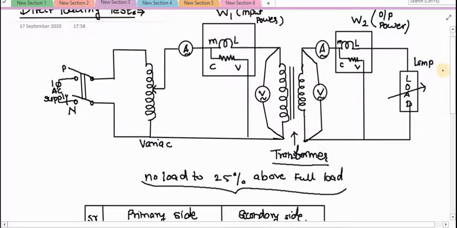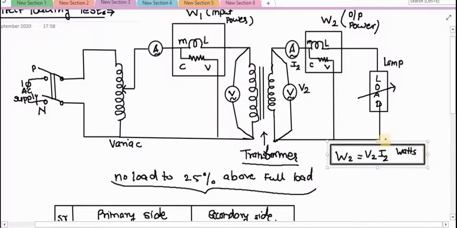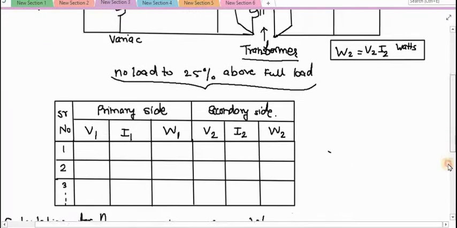So if the load is purely resistive, the wattmeter on the secondary side we can eliminate. Why? Just the product of V2, the voltage on the secondary side, and the current on the secondary side will give me W2, that is V2 into I2 watts. But if your load is not resistive, then we have to put a wattmeter on the secondary side also for measuring the output power, right? This is because with a unity power factor load, output power is nothing but the product of voltage and current.